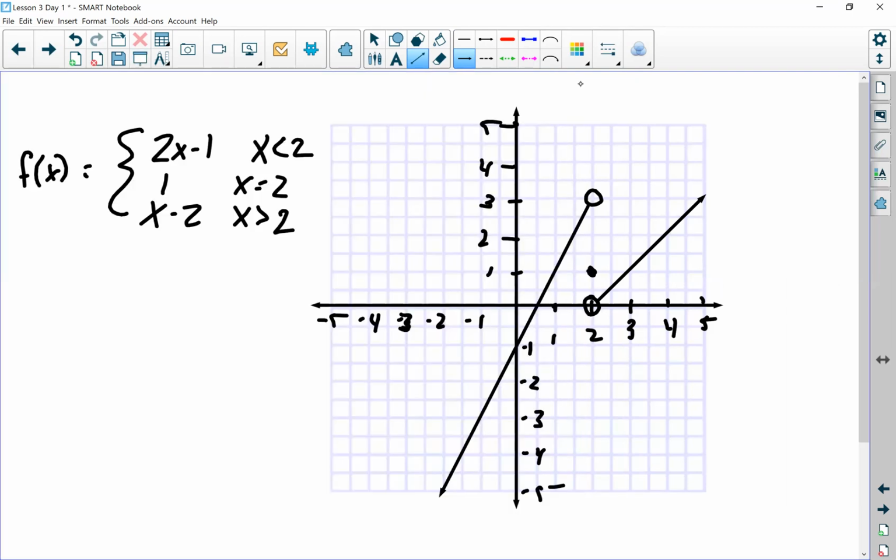The other way to think about it is, I think I talked about this, you can use your fingers. So as I approach 2 from the left, I'm just following this until I get really close to 2. And the closer I get to 2, the closer my finger gets to a y value of 3. The limit as I approach 2 from the right, I get closer and closer to 0 as a y value. The limit as I approach 2, then, is I use both fingers, and they don't meet, so the limit does not exist.